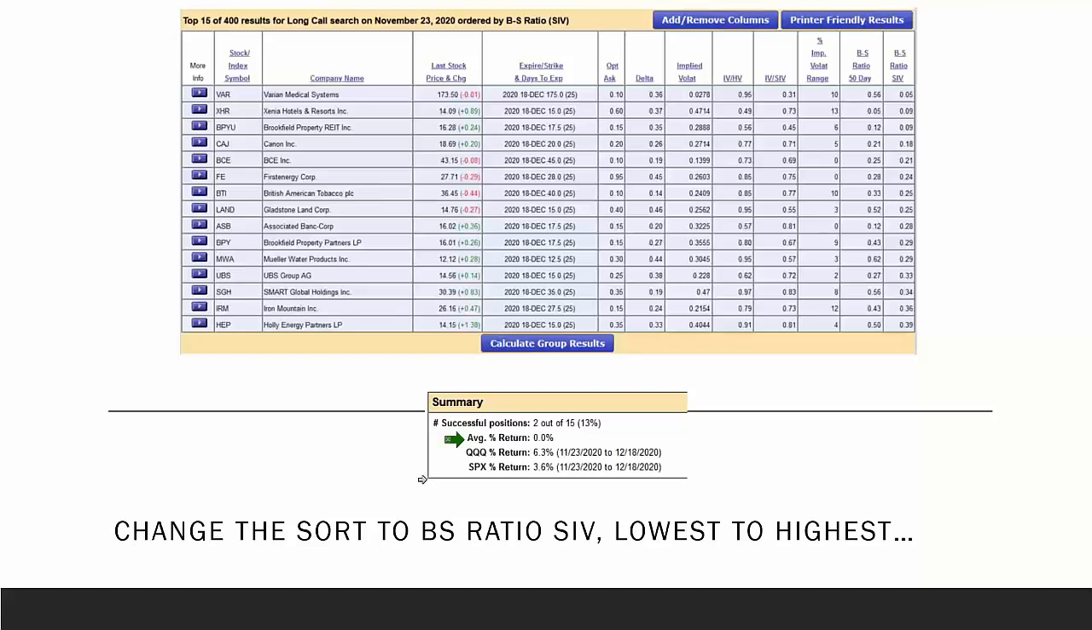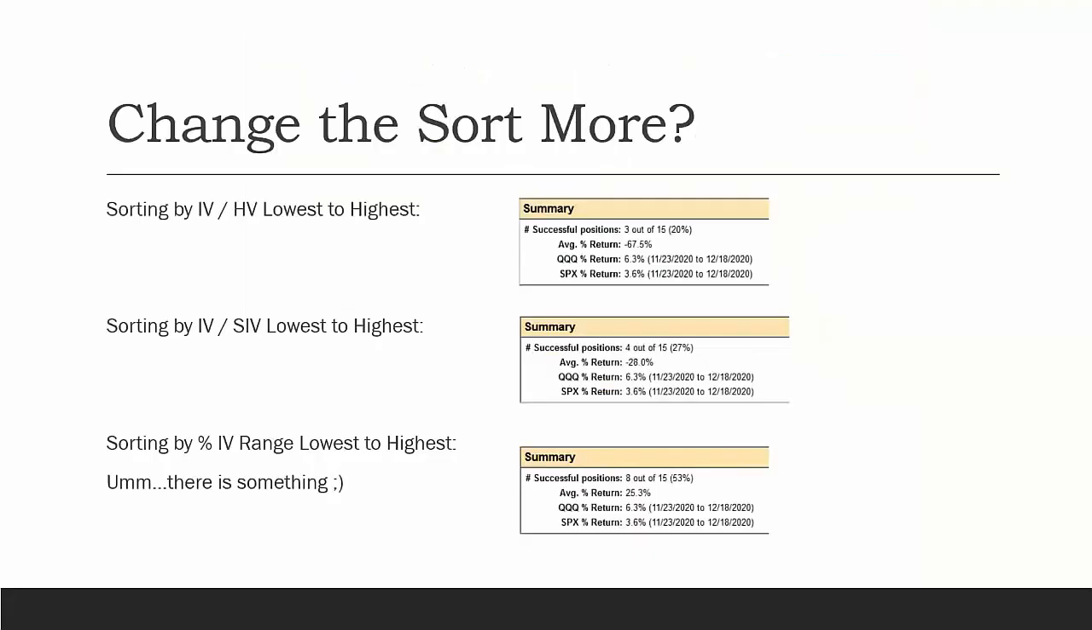This brings home the point why I want to use the SIV as a filter. Not necessarily as a sort, but I want to use it as a filter because it's relating to all the options around it. Again, 90 days out, you might not be using the SIV. But let's go on. We've got other filters, didn't we? Same search, November 23rd. Change the sort again to IV over HV, lowest to highest.